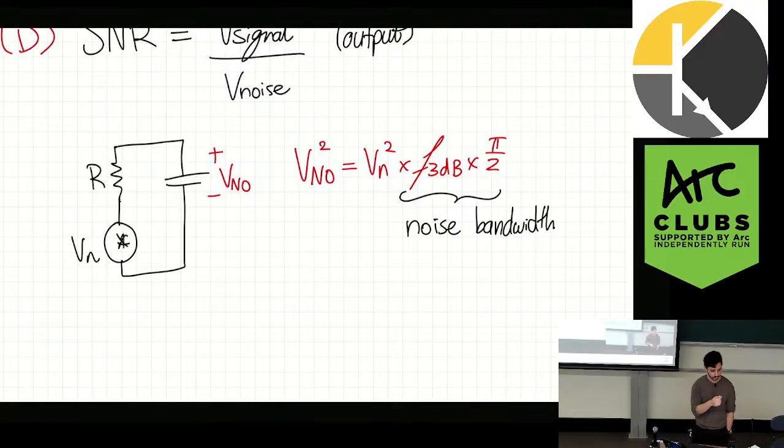Yeah. Question: what internally to an op-amp causes the... okay, someone's asking about common mode rejection ratio. I'll come back to that after I finish this question.